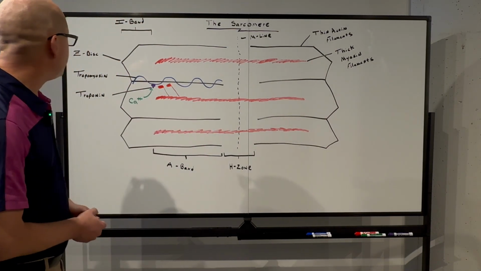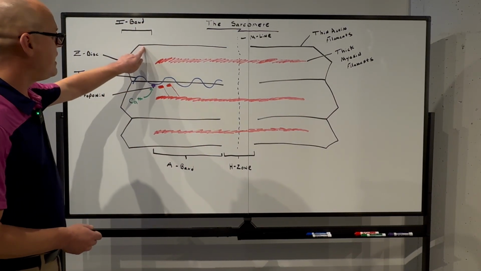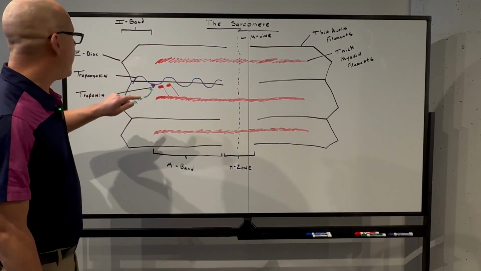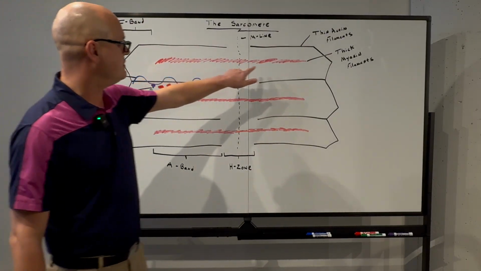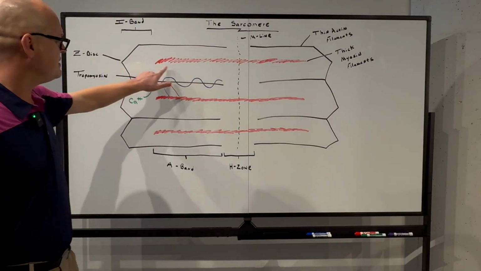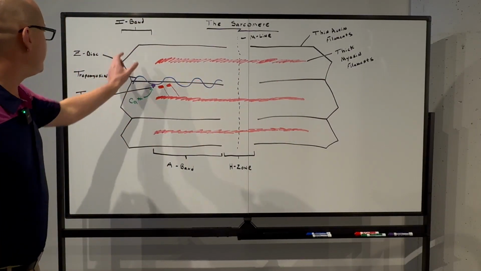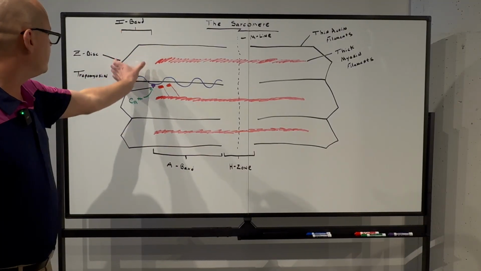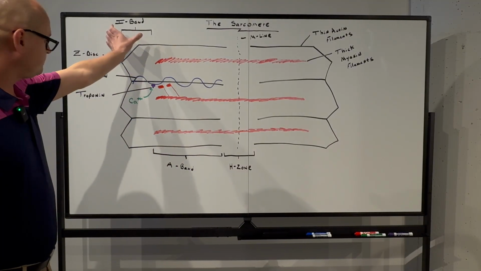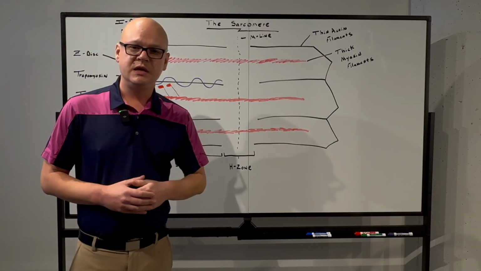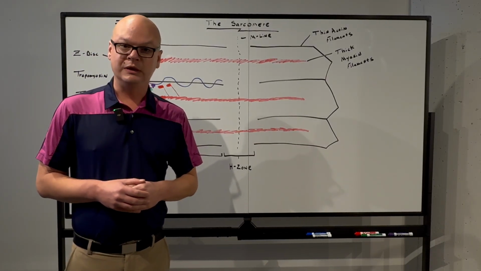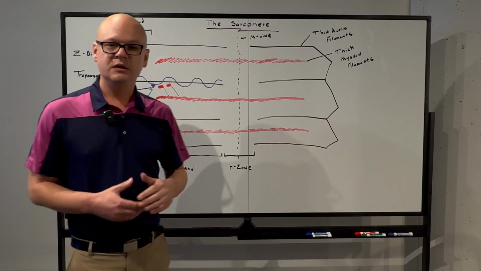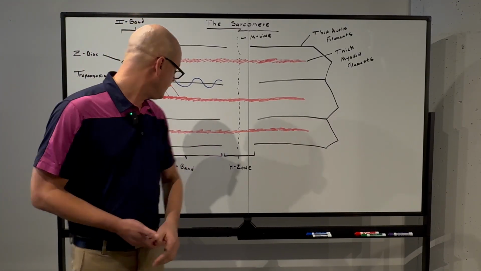Where we just have the thin actin filaments, so these are the thin actin filaments, and no thick myosin filaments, so these are the thick myosin filaments, where we just have those thin filaments present, that's going to be considered the I band. So you can remember that there is the letter I in the word light, and so the I band is going to be light histologically.